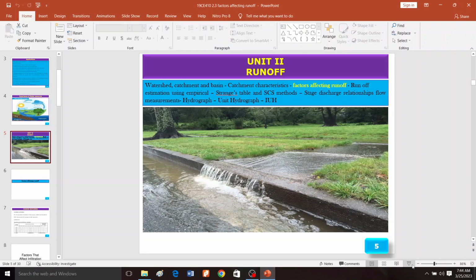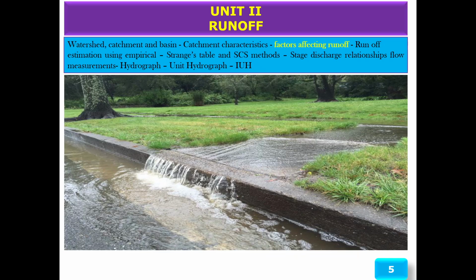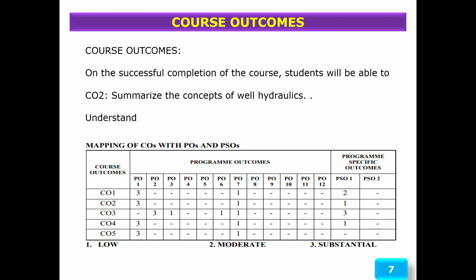Good morning to all. Today we are going to discuss the next topic of our Unit 2, the factors affecting runoff. Unit 2 is named Runoff. Here we are going to discuss the factors that affect runoff. The course outcome of this topic is to summarize the concept of well hydraulics. The correlation of CO2 with the POs is PO1 and PO7, with PSO1.